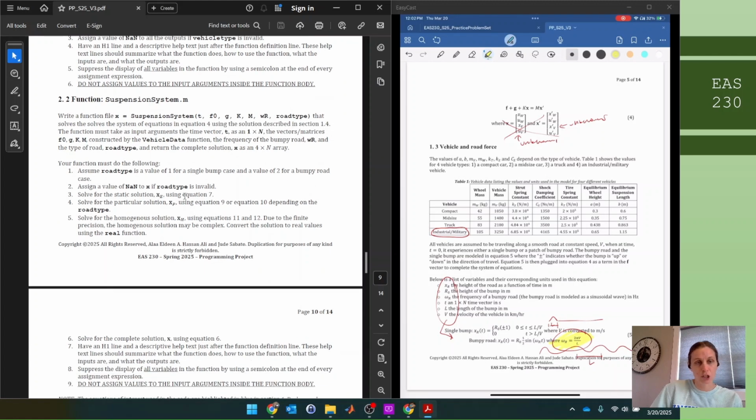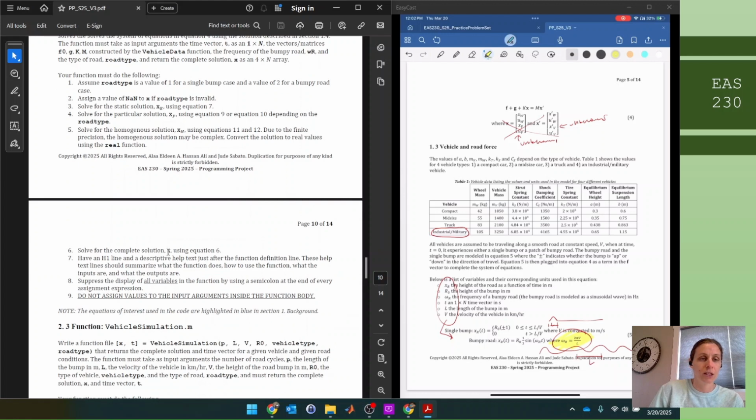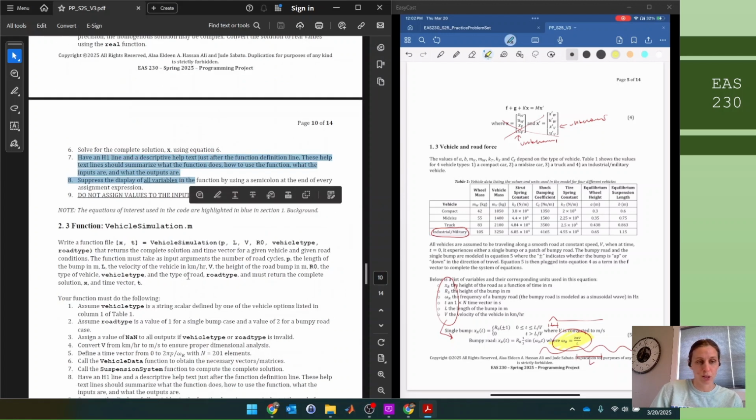Okay, solve for the static solution, xe, solve the particular solution, xp, for a road type given a bumpy road or a single bump, and then a homogeneous solution using what we just mentioned. Note, because of finite precision, the fact that we don't have infinity, you will get imaginary numbers, so just convert them to real values using the real function. Okay, and then solve for your full complete solution. Once again, have your descriptions.